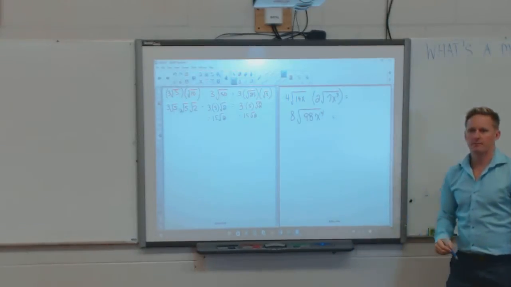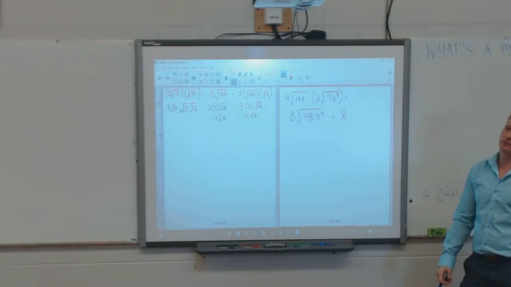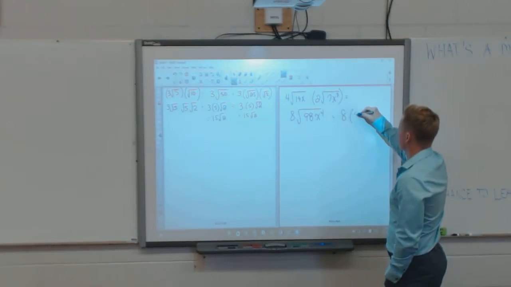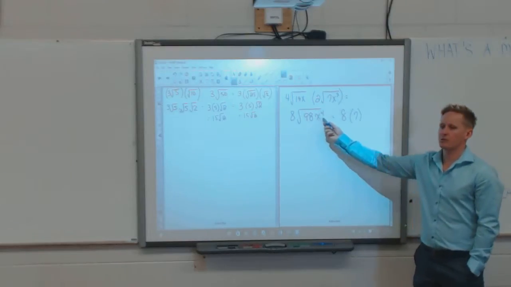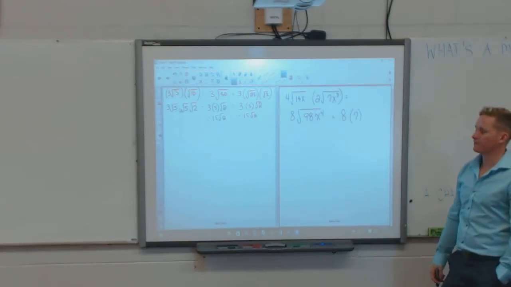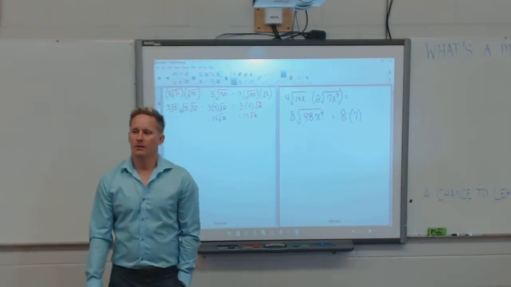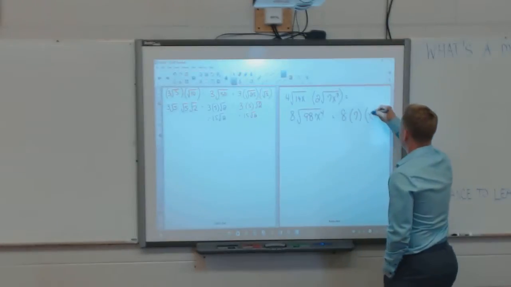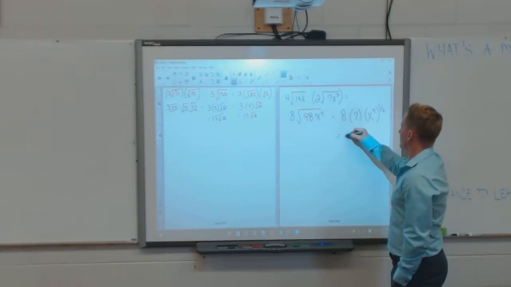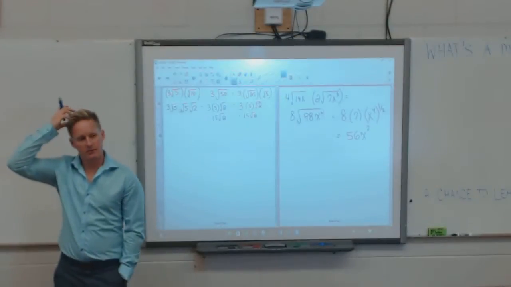But not simplified enough. So I have 8. What is a perfect square that goes into 98? 49, which is 7, right? And the square root of x to the 4th is x to the what? 2. What if I wrote it like this? So what do I end up with? 56 x squared.